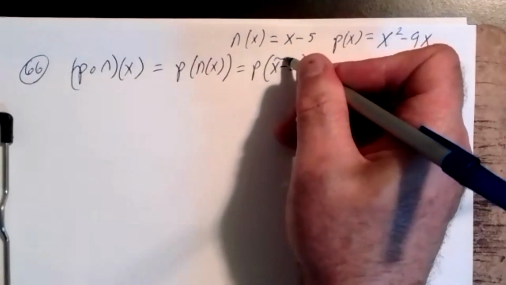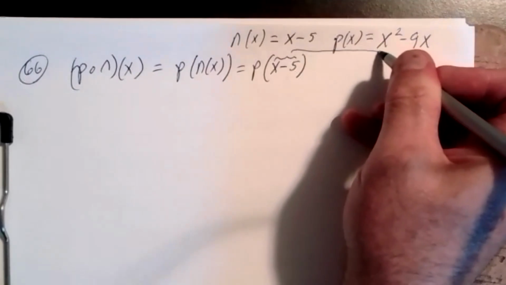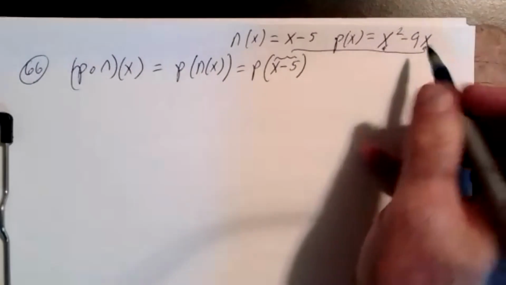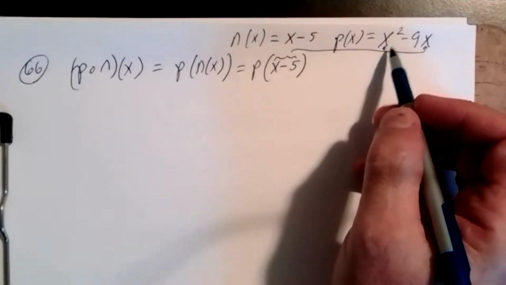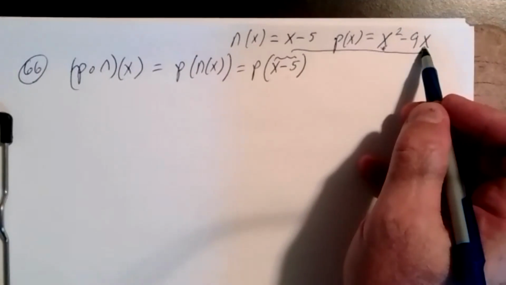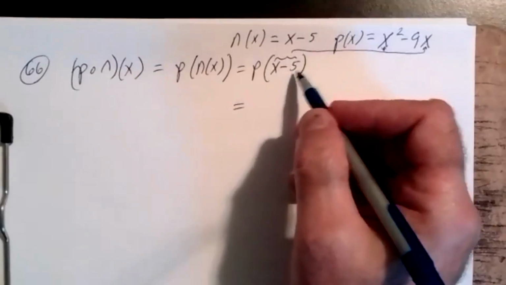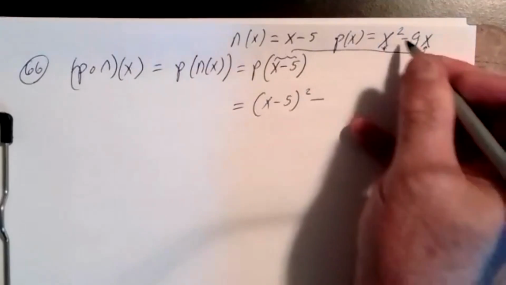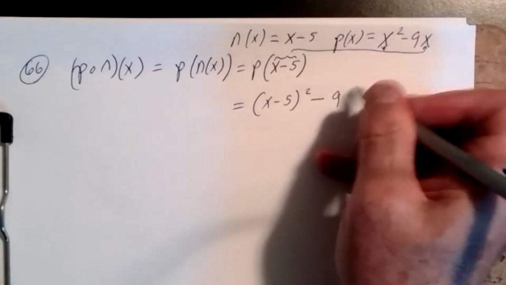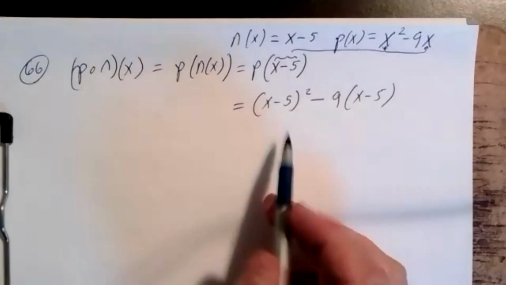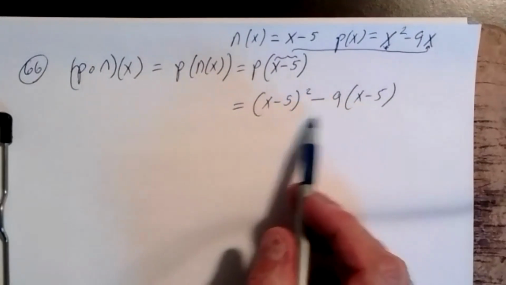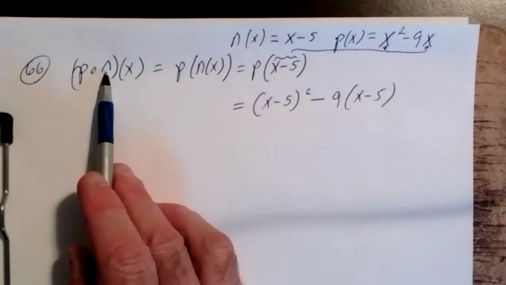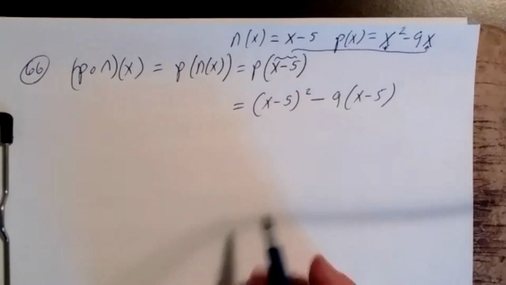That means this x minus 5 now has to come over here and take the place of x in the definition, wherever it's found in the definition of P of X. X minus 5 drops in here and it drops in here. So function P evaluated at x minus 5 is going to be x minus 5 quantity squared minus 9 times x minus 5. You are looking at your brand new function called P composed with N of X.